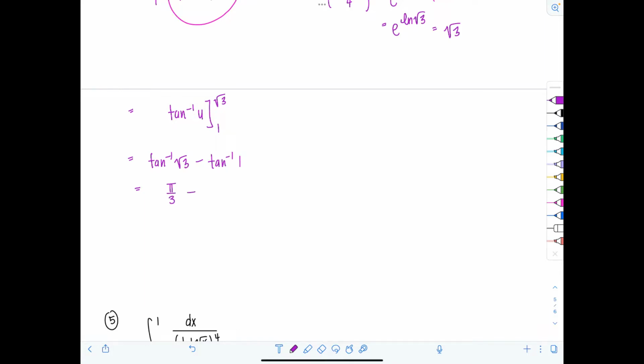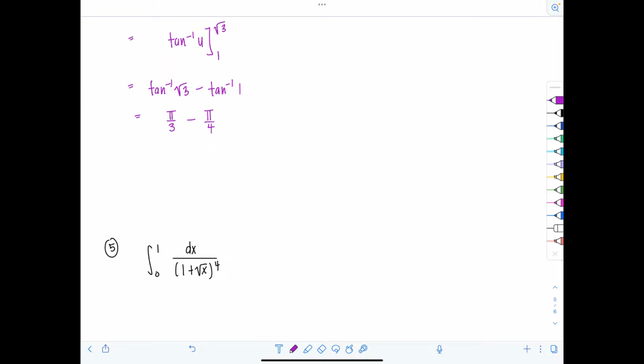Minus, do you know when tangent is equal to 1? At what angle? Why, yes, it's pi over 4. Okay, pi over 3 minus pi over 4, the common denominator is 12, right? So we have 4 pi minus 3 pi over 12, which is pi over 12. Don't even think about giving a decimal answer. No, exact only, okay? Cool.